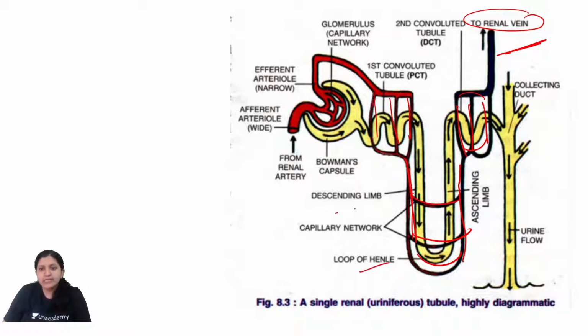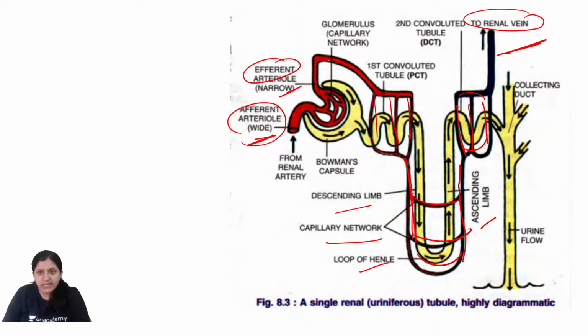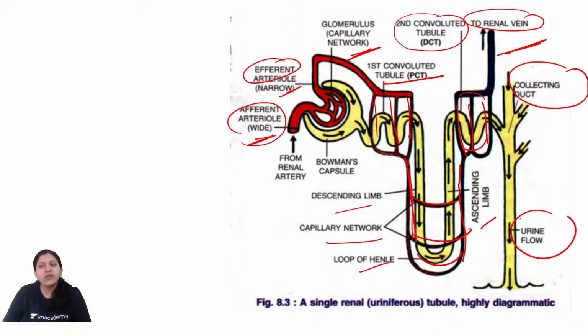So loop of Henle, descending limb, ascending limb, the capillary network here, the afferent arteriole which is wider, the efferent arteriole which is narrower, the diameter is less there. Then there is a glomerulus, a knot-like mass of capillaries. The proximal convoluted tubule can also be called the first convoluted tubule. Then there is a second convoluted tubule, called the distal convoluted tubule. Then there is a collecting duct, where once the urine formation is done, the urine enters and the collecting duct receives this urine.